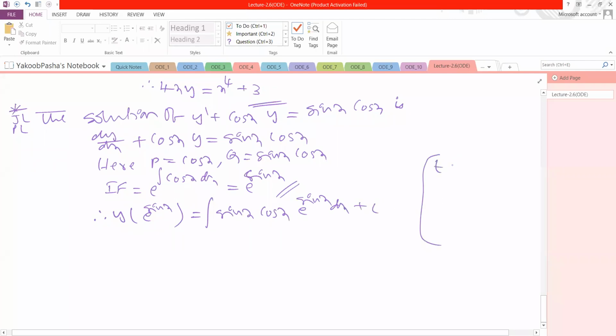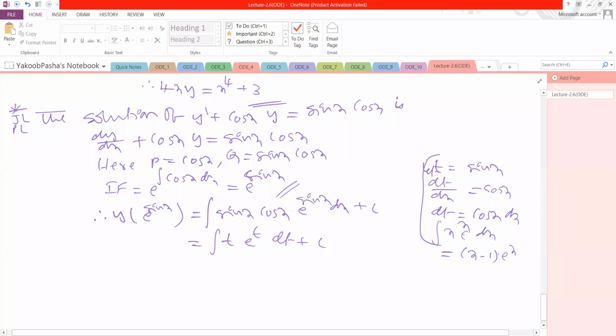So let t is equal to sin x. Now differentiate this, we get dt by dx is equal to cos x. So dt is equal to cos x into dx. So here integral sin x is equal to t, and e to the power of sin x is e to the power of t, cos x dx is dt, plus c. And we have another formula here: integration of x into e to the power of x dx is equal to (x minus 1) into e to the power of x.